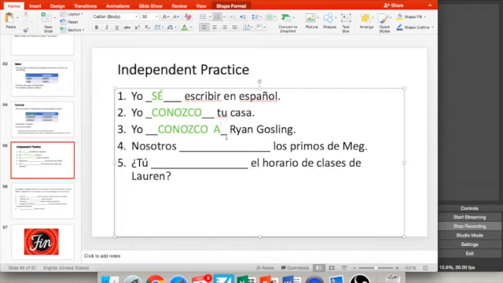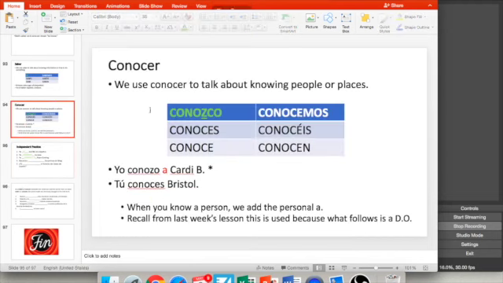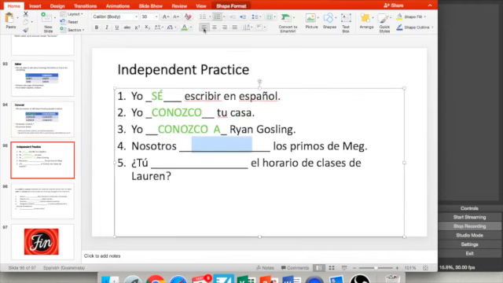Okay, number 4 says that nosotros blank los primos de Meg. We know the cousins of Meg. So in this case, do we know information, people, places, or how to do something? Well, Meg's cousins are people. So if we know people, we're using conocer. We're going to use the nosotros form of conocer and say that nosotros conocemos los primos de Meg.